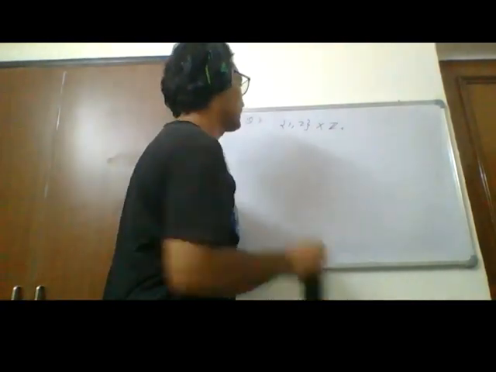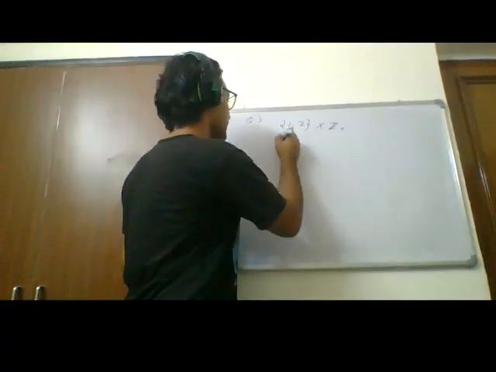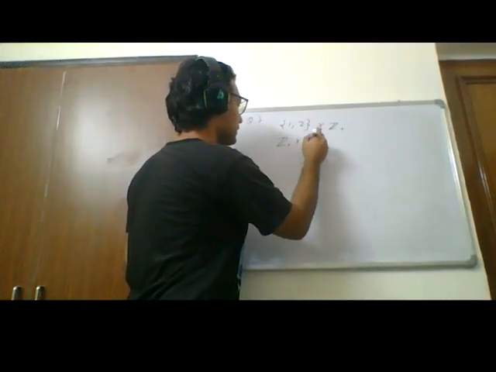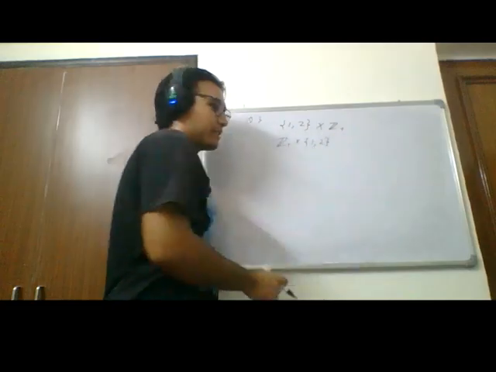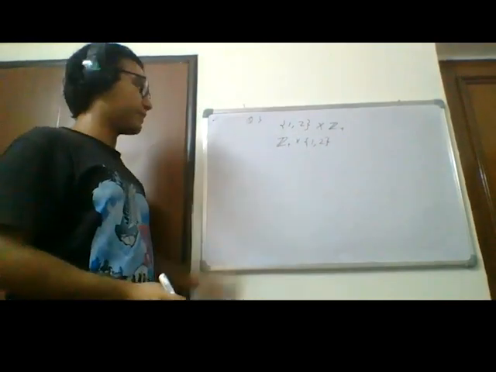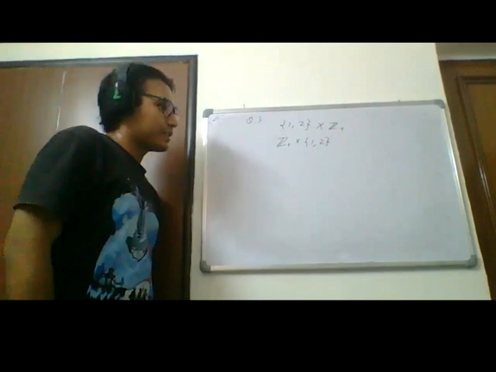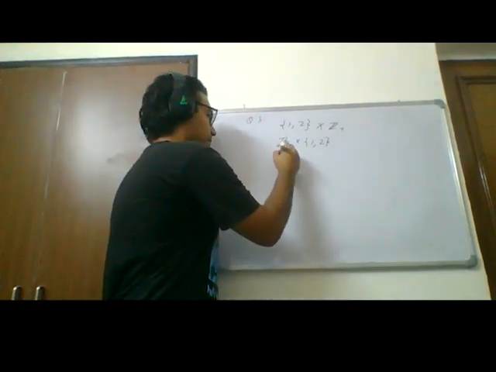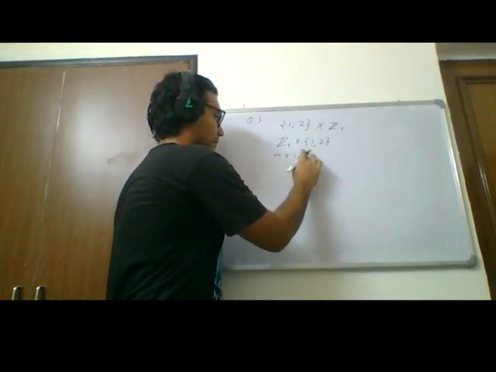But if you take Z plus cross {1, 2}, every element would have an immediate predecessor. How do you check that? Well, it's going to be of the form m cross 1 or 2.